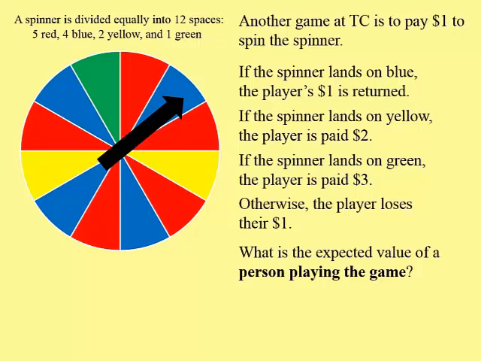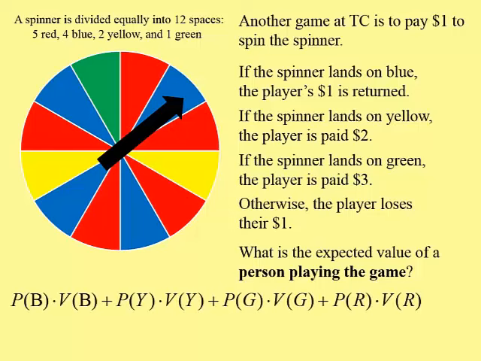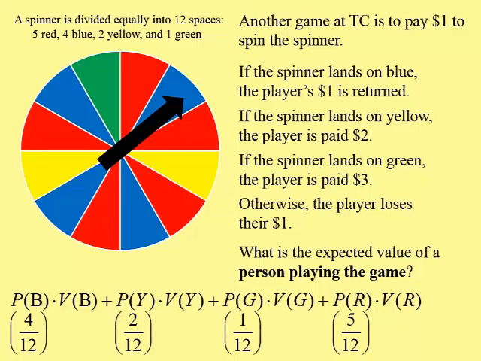So what do we need? We need to list the things that can happen. And here's what we got. It can land on blue, yellow, green, or red. Those are the only things that can happen. We need to know the probability of each and the value of each. The probabilities we've already done before. Now the values. I'll explain the values like we did before.